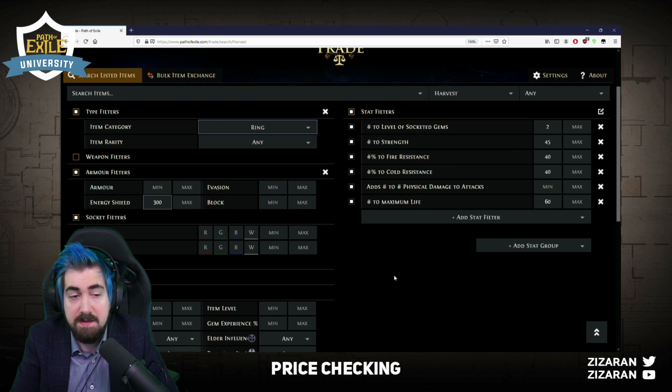Does item level matter for pricing your items too? Not really. Not unless you think that somebody is going to recraft them or exalt the item. For a lot of it, it does not matter.